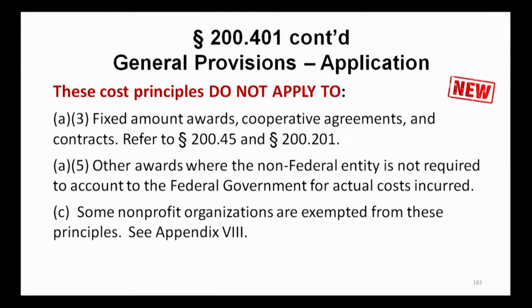So here's where 401 is where we have some new language. So where these cost principles do not apply. First one, A, paragraph 3, fixed amount awards. In the earlier section where we were talking about fixed amount awards, it's a new contracting provision, a new manner in which we could receive awards from the federal government, or a pass-through entity may give that to their subrecipient.